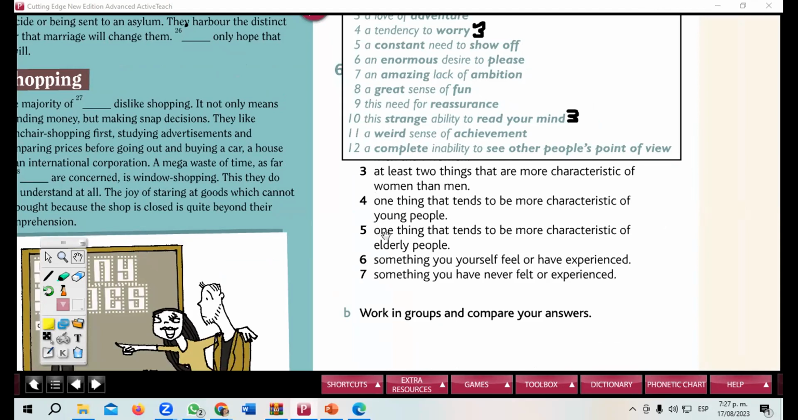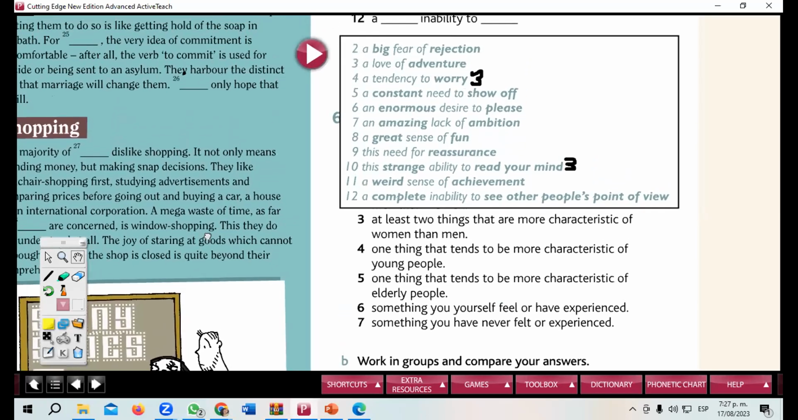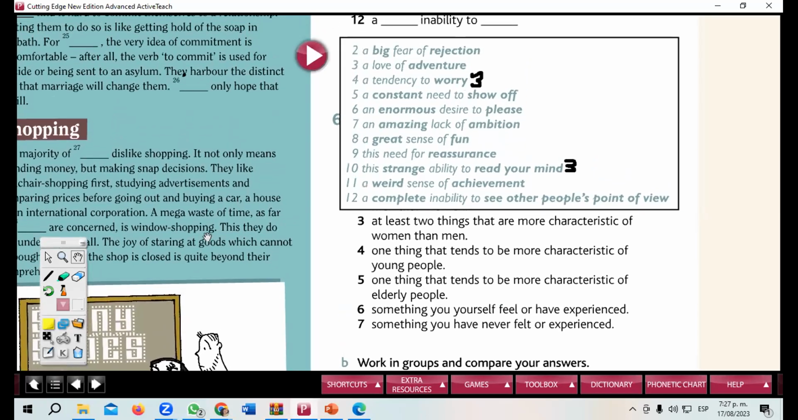Number 5. One thing that is more characteristic of elderly people. I don't know. Some of them have a complete inability to see other people's point of view. They're very strict. Yes, it can be more common in older people, right? So they are more stubborn, very strict. I agree. Okay, thank you.